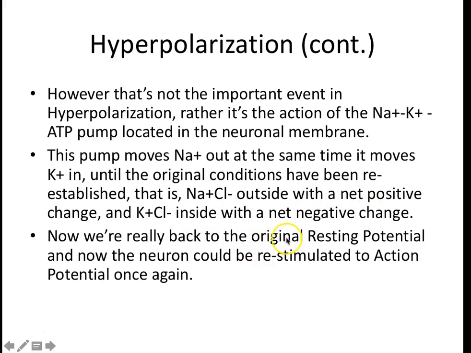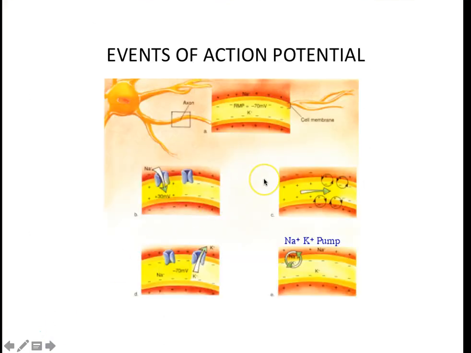Now we're back to the original resting potential, and the neuron could be re-stimulated to action potential once again. So you've got the 3 stages of the action potential. They have now been accomplished. All right, next slide. There we go. This is a picture.